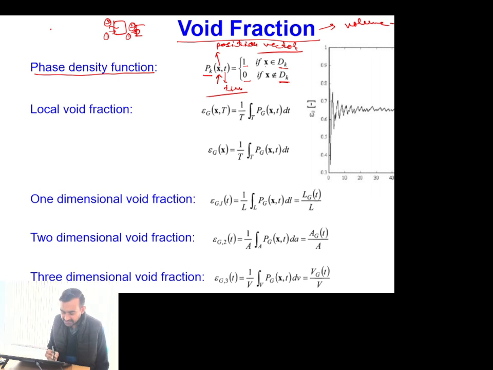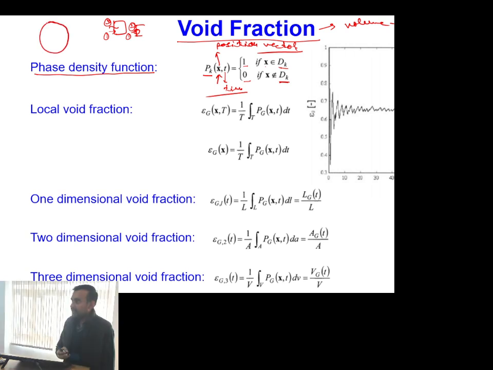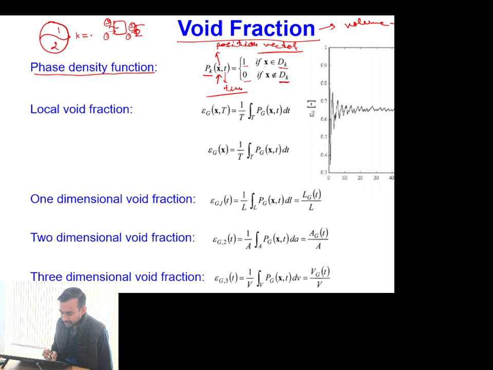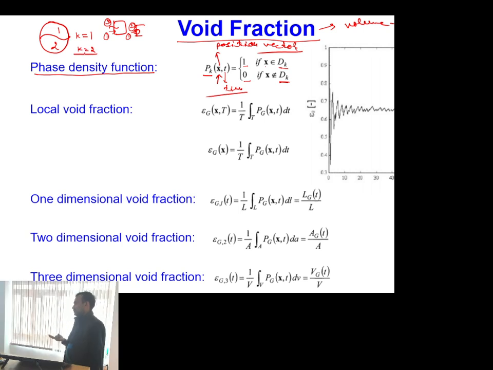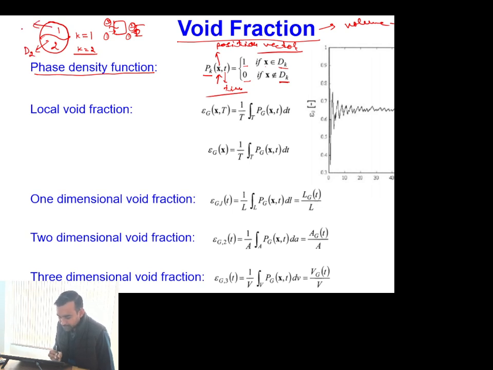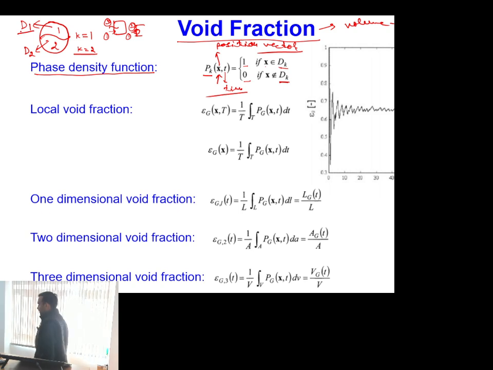So say this is my domain. In this domain, this is phase 1, this is phase 2. Now k can have two values. When it is referring to phase 1, then k will be 1, and when it is referring to phase 2, then it will be 2. The portion which is occupied by fluid 2 becomes d2, and the portion which is occupied by fluid 1 becomes d1. Are all clear with this point?